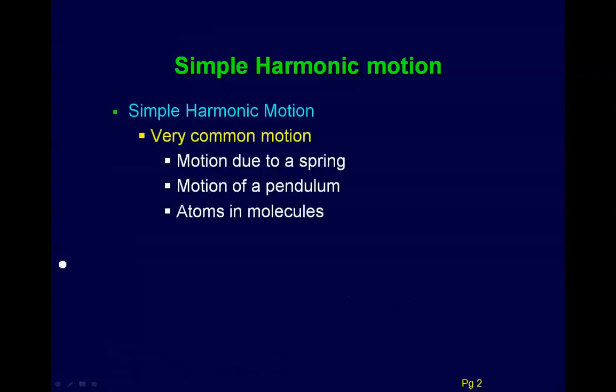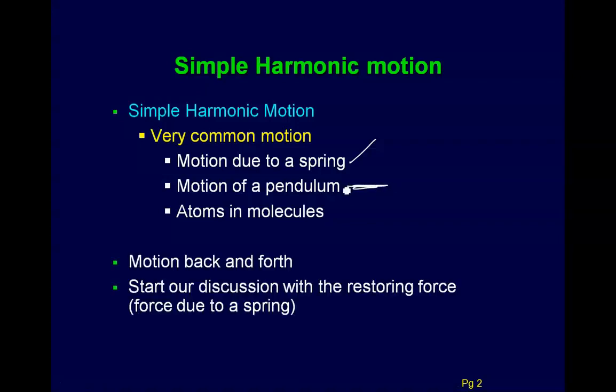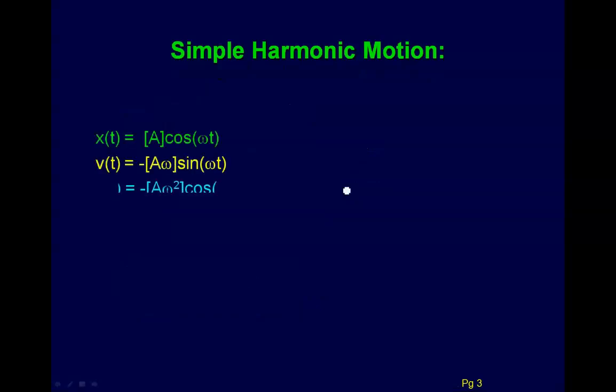So in oscillations, we're talking about simple harmonic motion, which is the very basic thing we're talking about here. It's a very common motion. We've talked about the motion due to a spring. Today we're going to talk about motion due to a pendulum. Again, back and forth motion. And where we left off last time is we've gotten sort of this far.